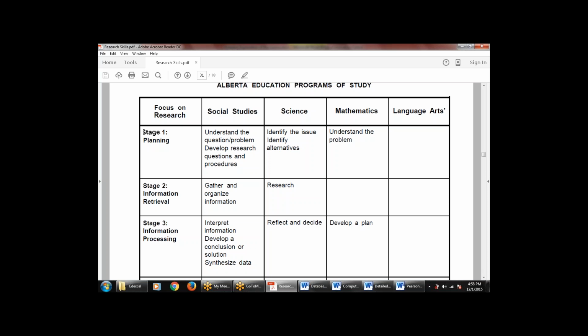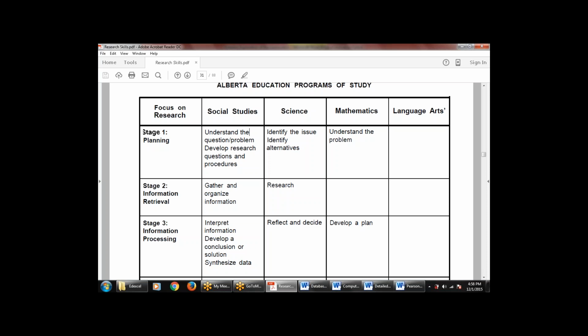Then stage number two, that is the information retrieval. In social studies, it is used as gather and organize the information, that is, how to gather and how to organize the information. Then in science, there is research, that is the next part.